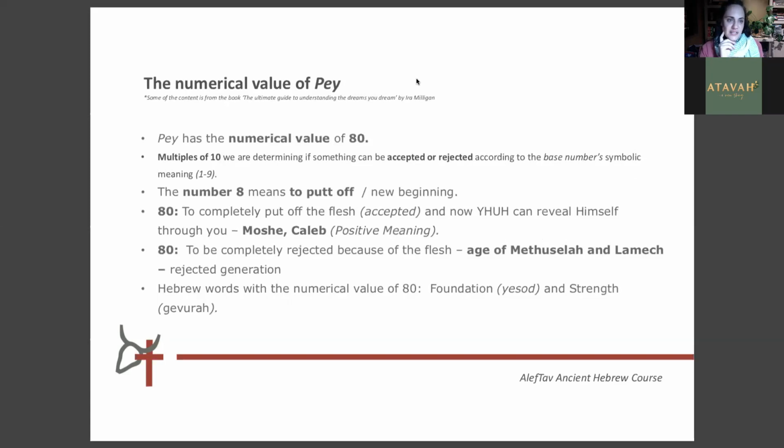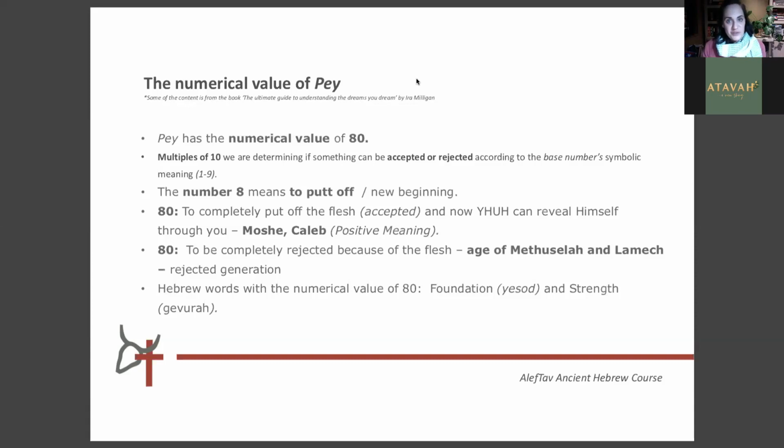So let's quickly look at the numerical value of Pei. Pei has the numerical value of 80. In the last couple of lessons, we've spoken about using the base number and then multiplying that by 10. So the base number is 8. And if you can remember, 8 means to put off the flesh, which leads to a new beginning. So if we combine that with 80, it means to completely put off the flesh and be accepted to Abba.